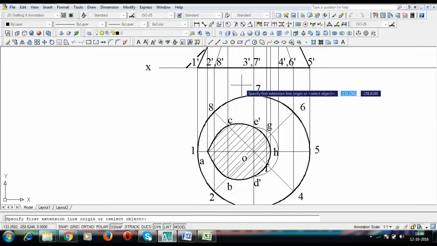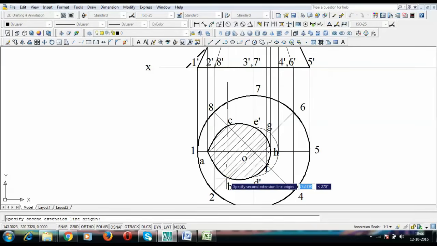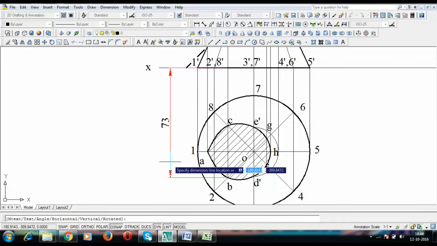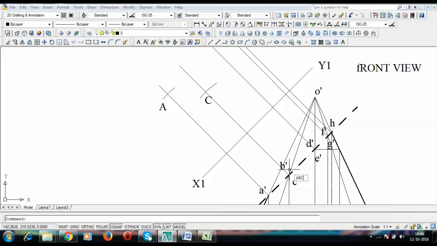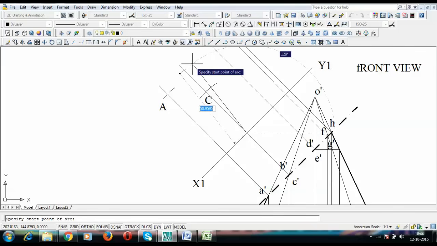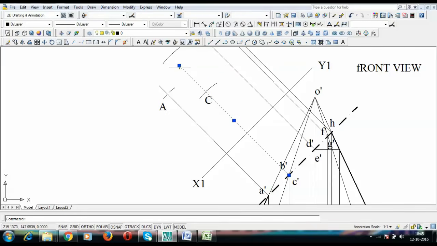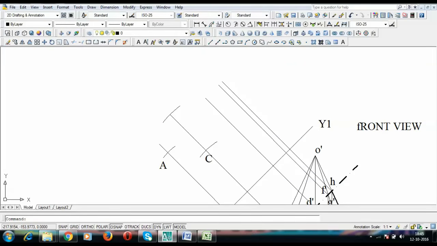Now, the same has to be repeated again. Point B's distance from XY line is 73. Taking this as center, you need to take an arc. How much was it? Was it 73? I don't remember that quite well. Okay, let us extend this. It is not cutting the arc, so let us extend it. So this over here is what you call point B.